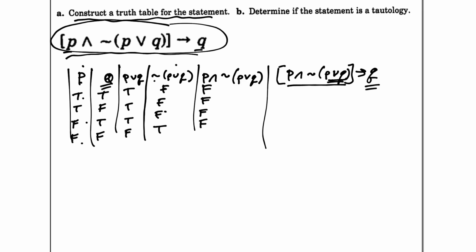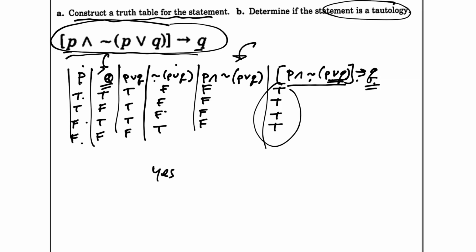And then finally, this implies that. So I'm looking for, are there any times where there's a T in this big column and an F in this column? Well, there are no T's there, so this is all true. And because they're all true, we say yes, it is a tautology.